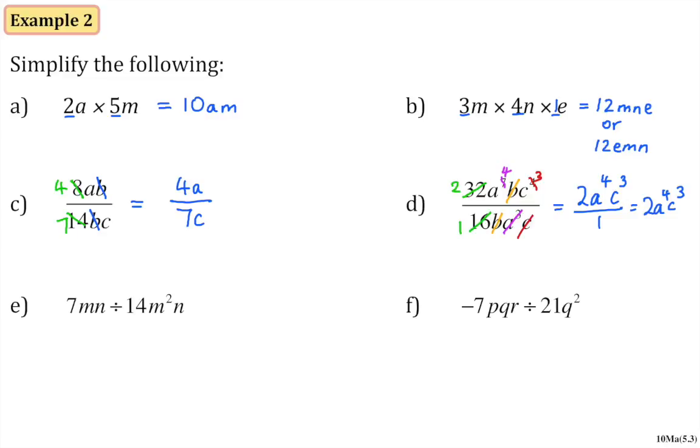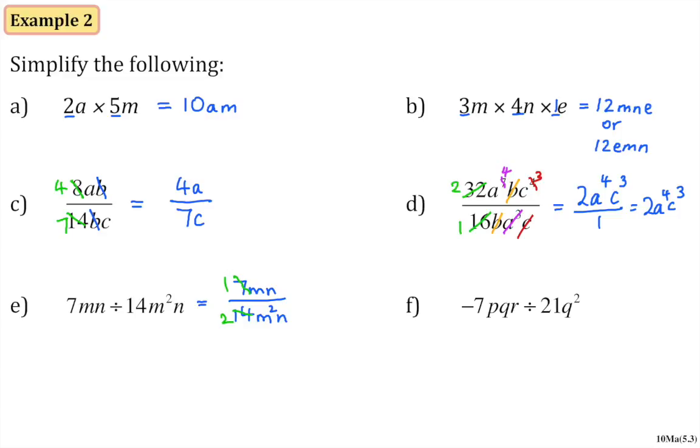Now let's have a look at part E. Part E is another question where we are dividing. But there's a little trick that can sometimes be used to make these questions a little bit easier, and that is rewrite the question as a fraction with the first part on the top and the second part on the bottom. Then when you look at it, you can cancel. Let's look at the numbers. 7 goes into itself once, 7 goes into 14 twice.